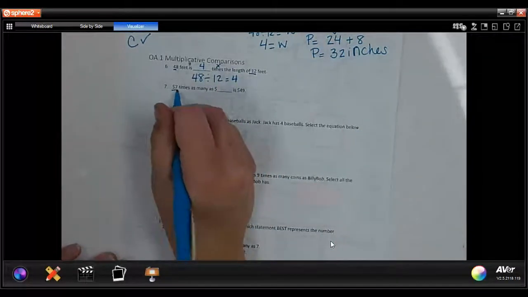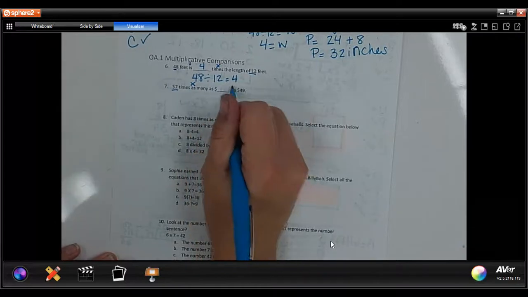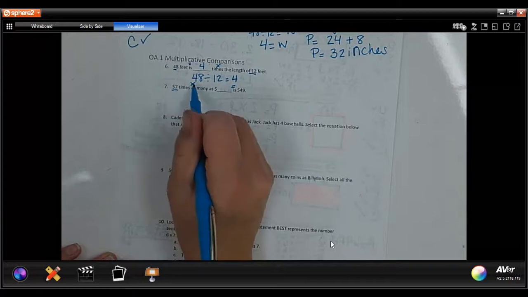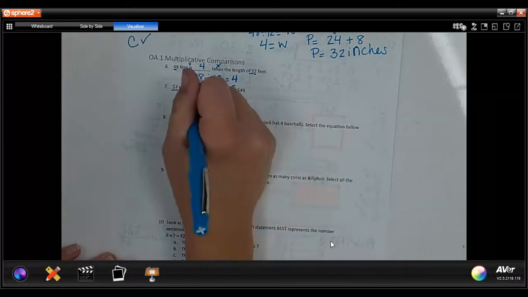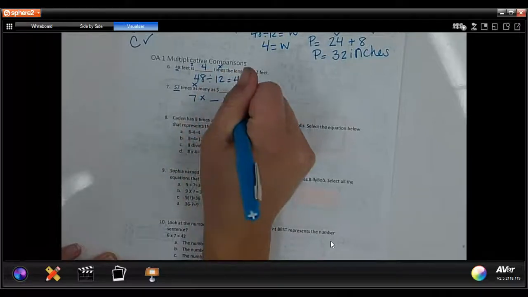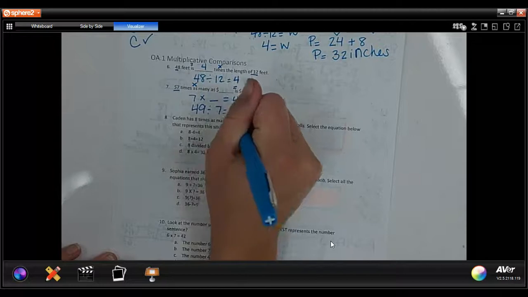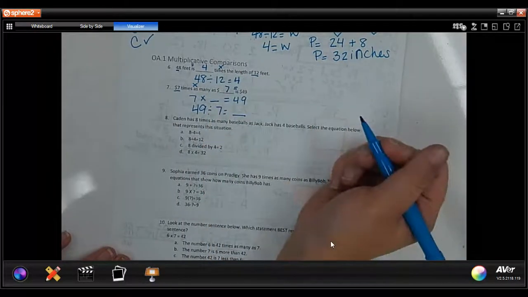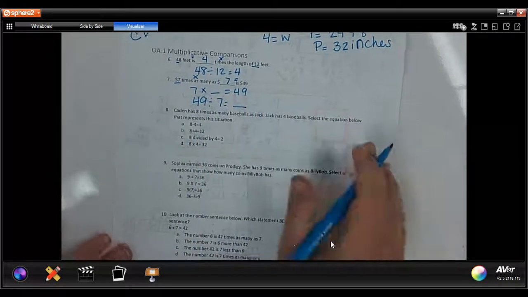Next one, 7 times as many as blank is 49. So this is essentially saying 7 times blank equals 49. So we could write it 7 times blank equals 49, or 49 divided by 7 equals blank. I know 7 times 7 equals 49, so my answer is 7. Or I could say 49 divided by 7 equals 7 as well.